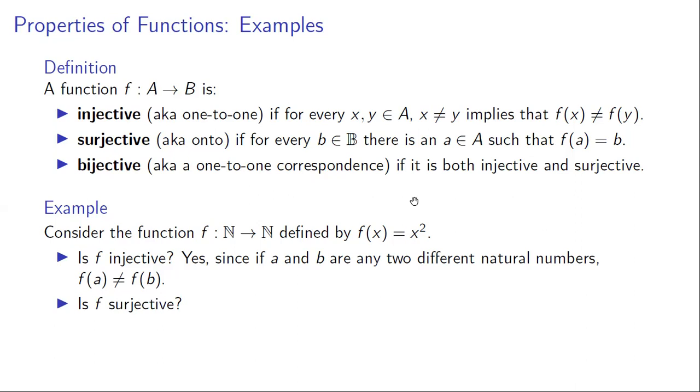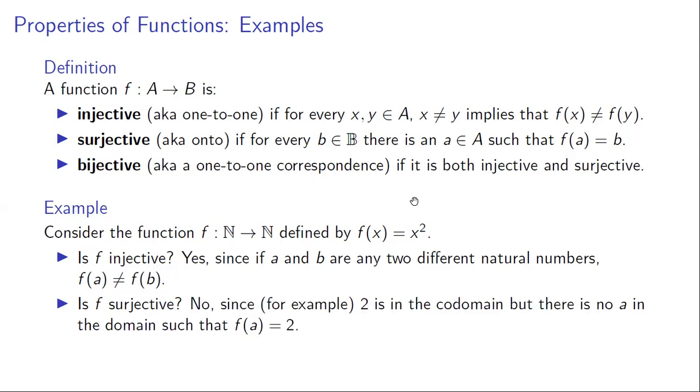Is f surjective? So the answer is no. For example, and there are many counterexamples, but here's one. 2 is in the codomain. Right? 2 is a natural number. It's in the codomain. But there is no input to the function. There is no a in the domain such that f of a would be equal to 2.